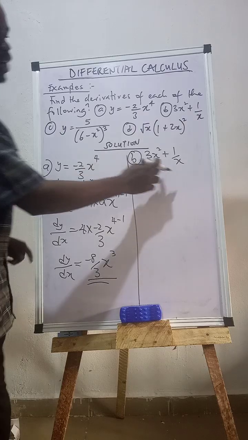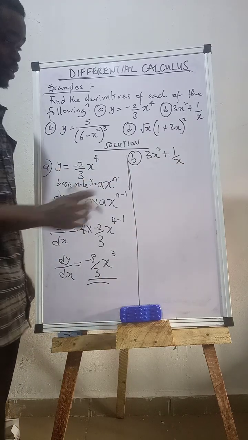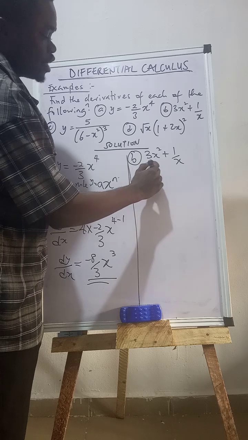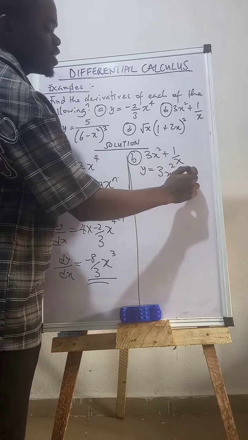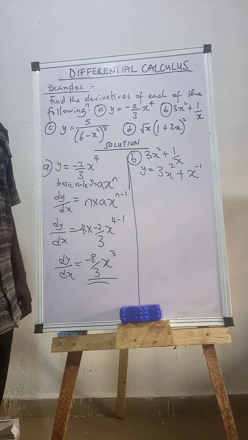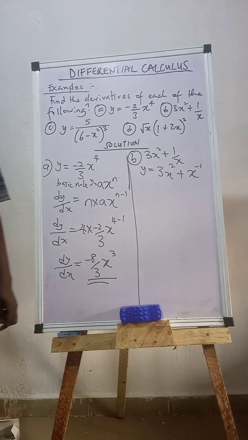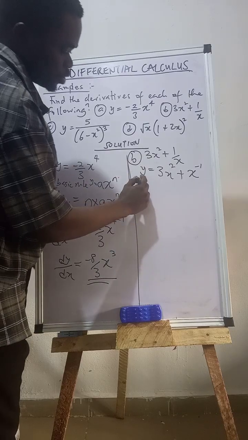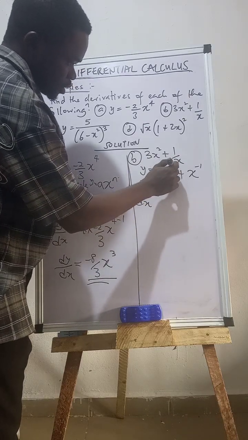So naturally, we can rewrite this 1 over x to make it in a way that can be easily understood. So we say, naturally it's y always. 3x^2 plus 1 over x is same thing as x raised to power minus 1. X raised to power minus 1, same thing as 1 all over x. Is that okay? 1 over x is same thing as x raised to power minus 1.